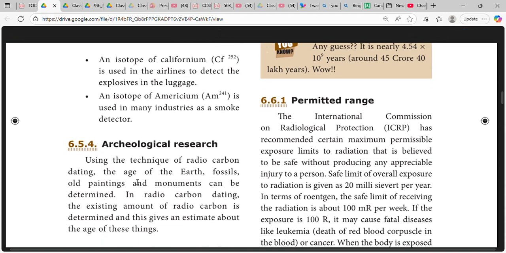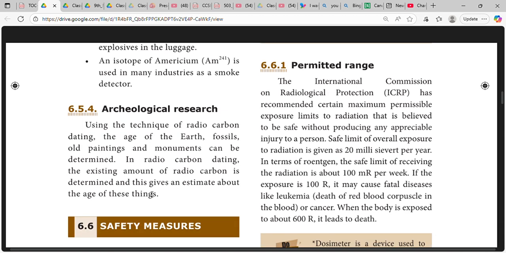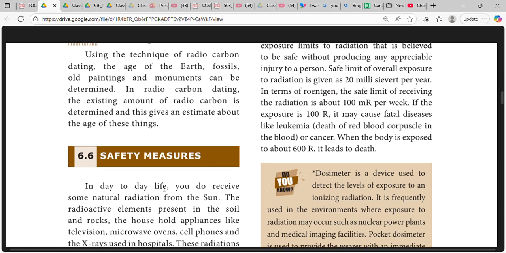Using the technique of radiocarbon dating, the age of the earth, fossils, old paintings, and monuments can be determined. In radiocarbon dating, the existing amount of radiocarbon is determined, and this gives an estimate of the age of these things.